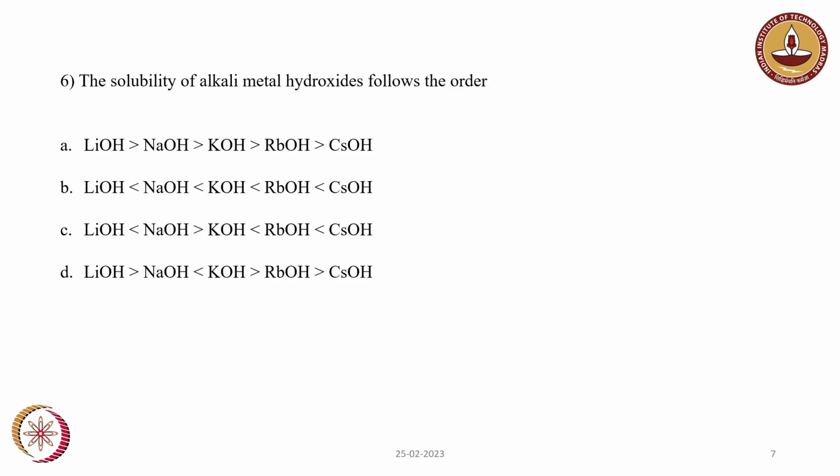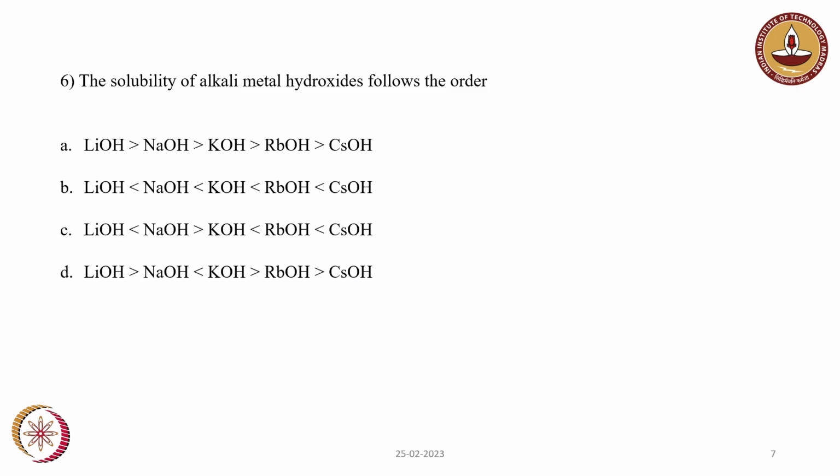The next question is the solubility of alkali metal hydroxide follows the order. So option A is lithium hydroxide greater than sodium hydroxide greater than potassium hydroxide greater than rubidium hydroxide greater than cesium hydroxide. B is lithium hydroxide less than sodium hydroxide less than potassium hydroxide less than rubidium hydroxide less than cesium hydroxide, and C is lithium hydroxide less than sodium hydroxide greater than KOH less than rubidium hydroxide less than cesium hydroxide, and D is lithium hydroxide greater than sodium hydroxide less than potassium hydroxide greater than rubidium hydroxide greater than cesium hydroxide.